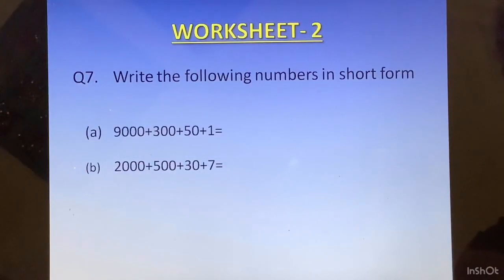Question number 7. Write the following numbers in short form. So if you have not understood question number 6, the question 7, the question itself tells you how you have to write in question number 6. Okay. Now A part is 9,000 plus 300 plus 50 plus 1. So you have to write the short form and form a number out of this. B part 2,000 plus 500 plus 30 plus 7. This brings us to the end of the worksheet.